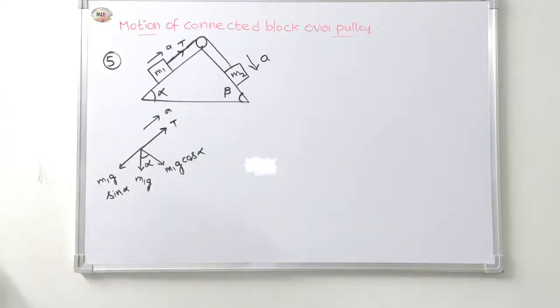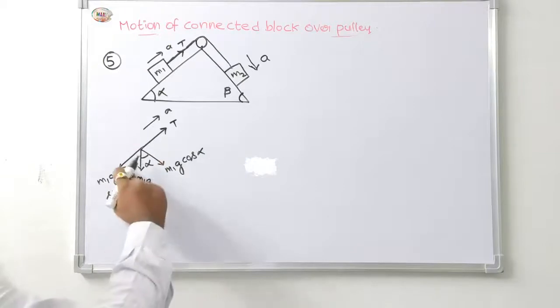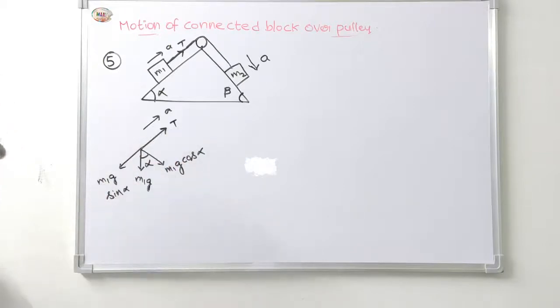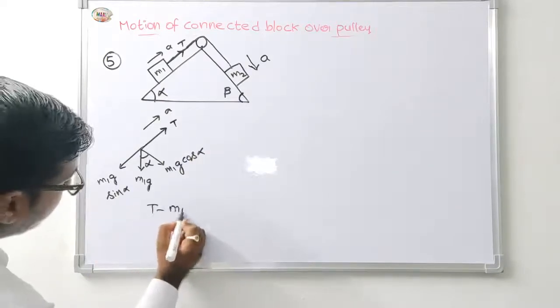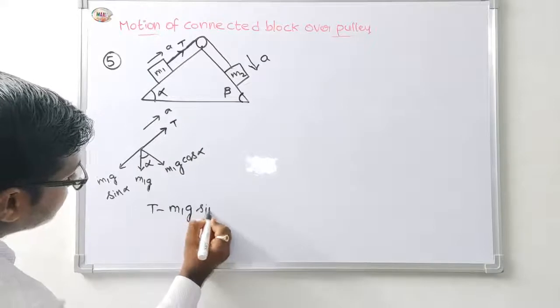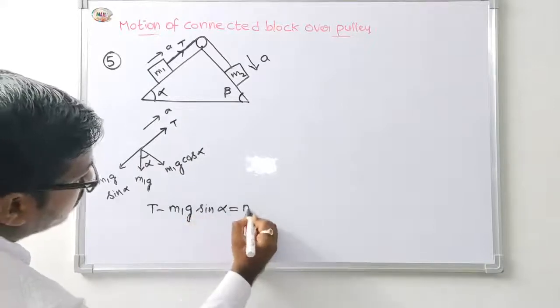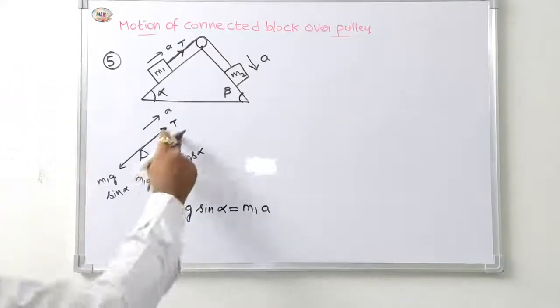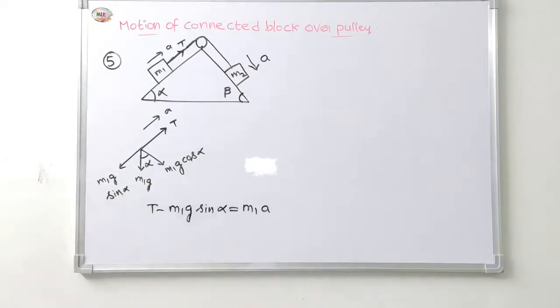First write the equation, taking only the x-axis: T minus M1G sin alpha is equal to M1A.